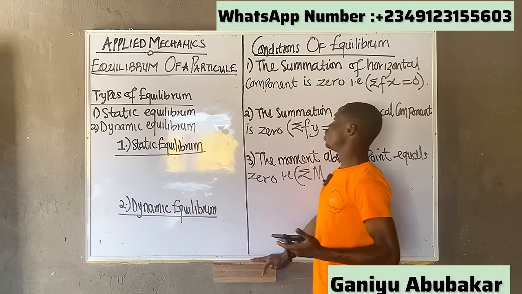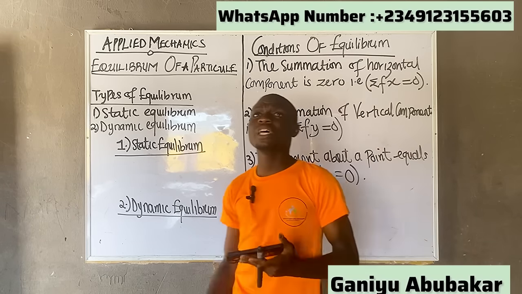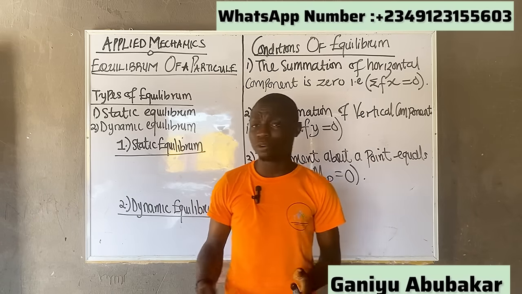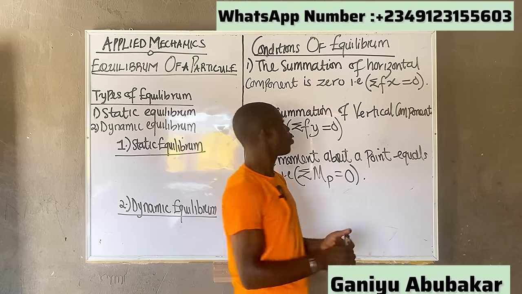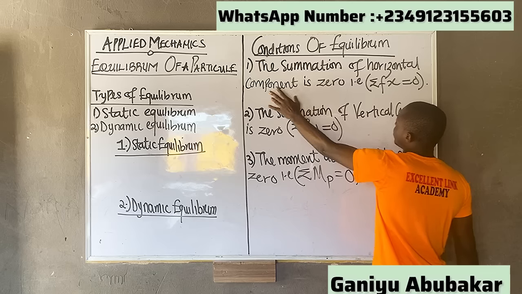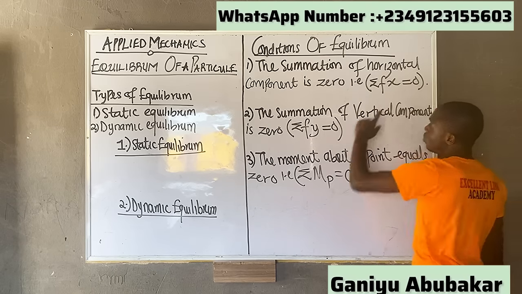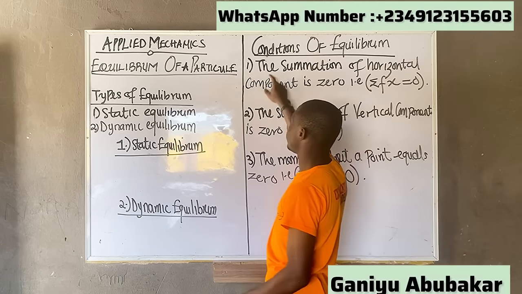Let's look at the conditions or the laws of equilibrium. When it comes to equilibrium, there are basically 3 conditions of equilibrium. Number 1 is that the summation of horizontal components is equal to 0, that is, summation of Fx equals 0. This is my first condition of equilibrium.